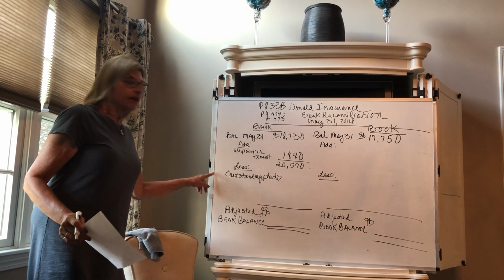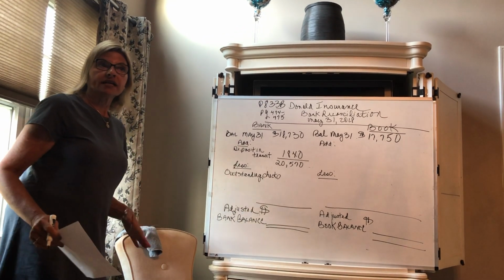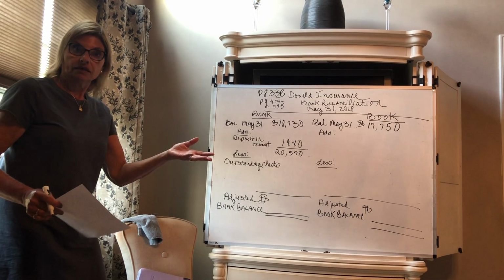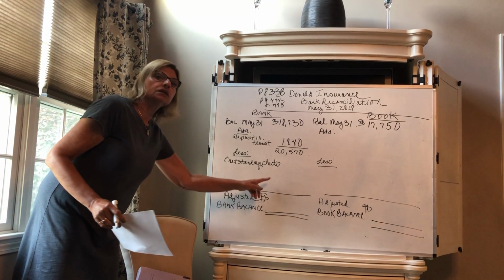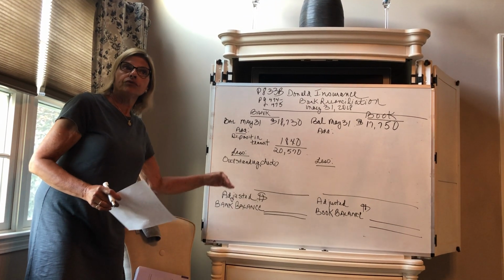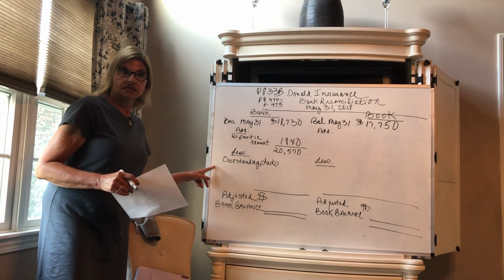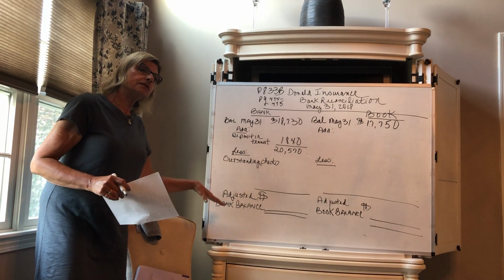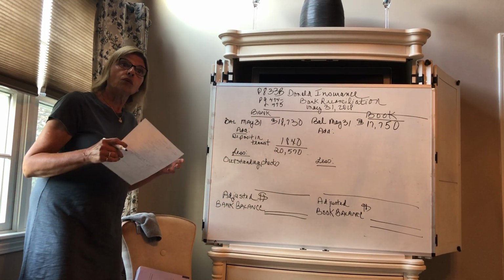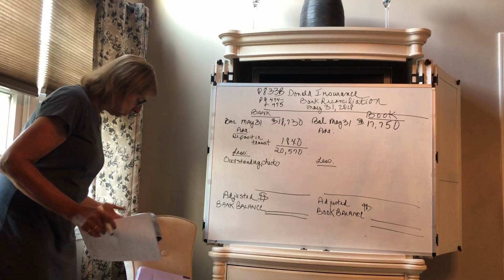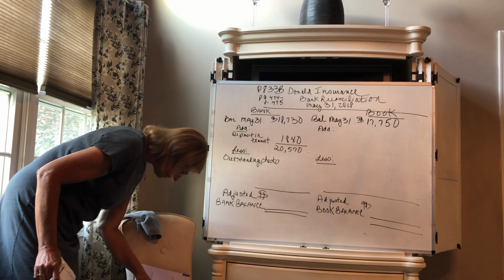What gets minused on the bank side? Well, outstanding checks. That means the company wrote a check, sent it out, or did it electronically, and it hasn't cleared the bank. It hasn't gone through the bank. They haven't taken it out of the account yet. We call these outstanding. And they're sometimes listed separately or sometimes in a total form. In this case, we have to figure it out. We have to look at the checks they cashed.